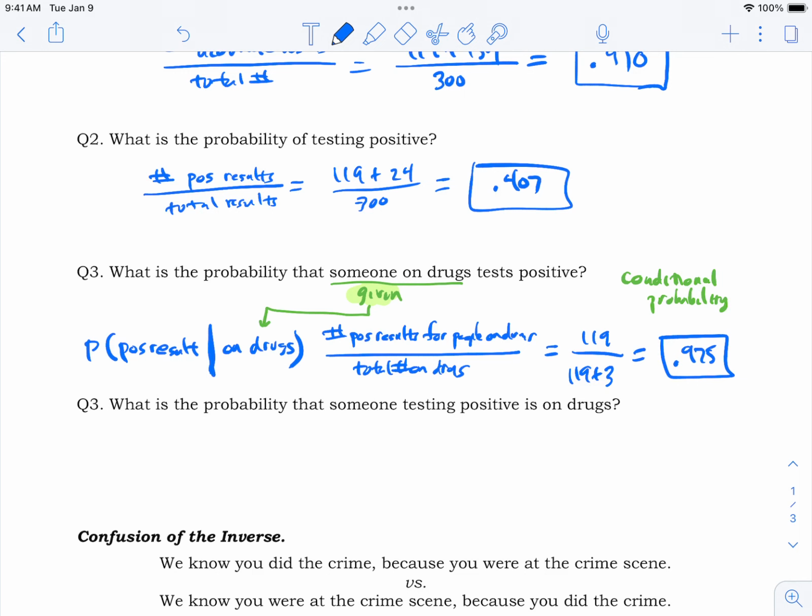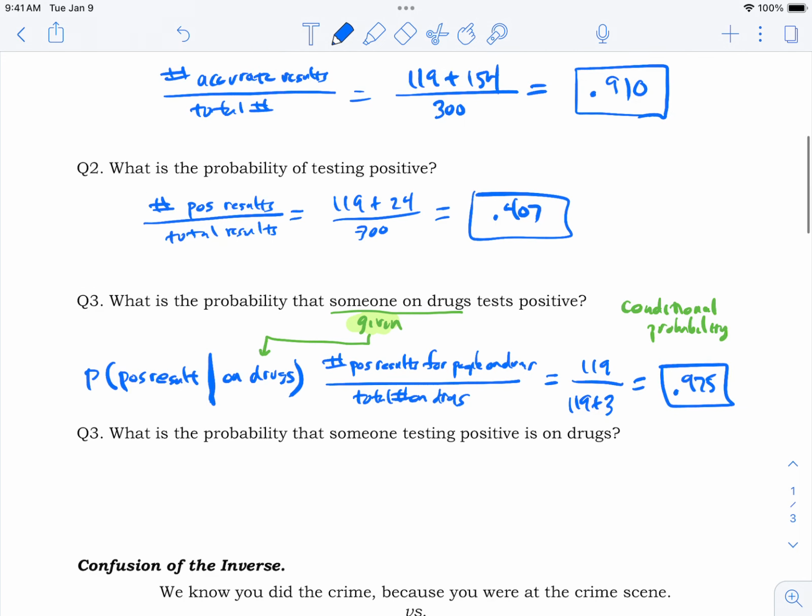You say, hey, look, if they're on drugs, it's a 97.5% we'll catch them. We'll catch someone on drugs. The test will show, hey, you're on drugs. 97.5% chance that someone's taking drugs, right? That's what we're given. If someone's taking drugs, it's going to test positive. It's going to get them. We're going to get them.